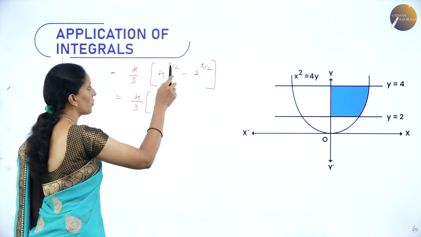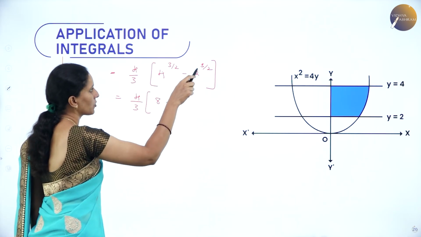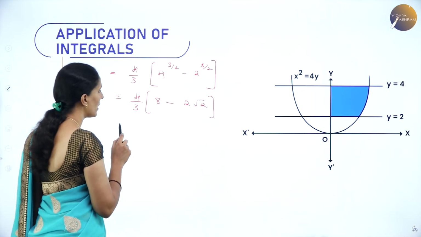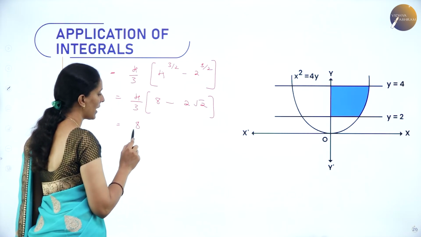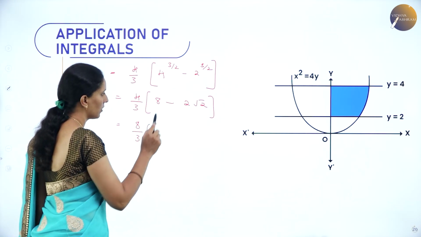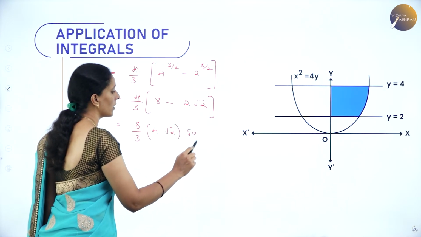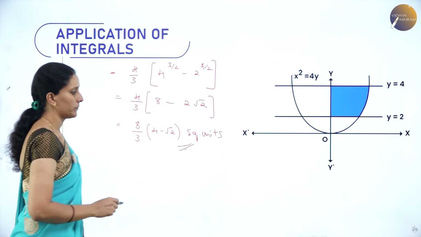When you solve, 4 cube is 64, the square root of 64 is 8, and 8 square root of 8 is 2 root 2. So you can take 2 as a common factor again here. Then if you take 2 outside, it is 4 by 3 into (8 minus root 2) square units. So this is the required area.